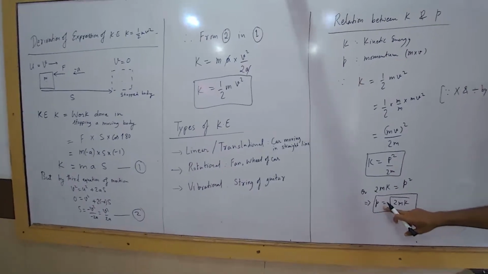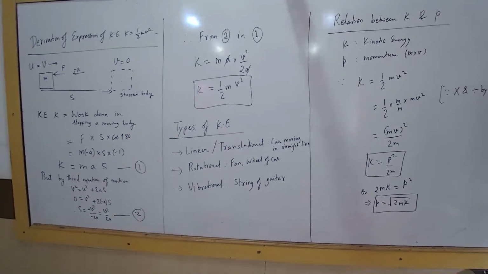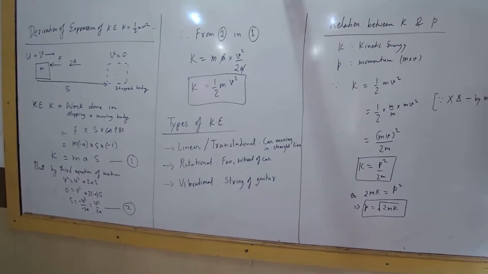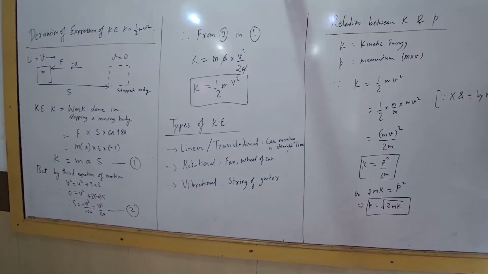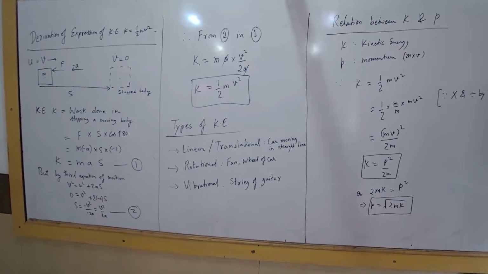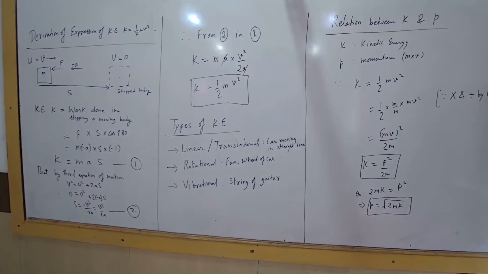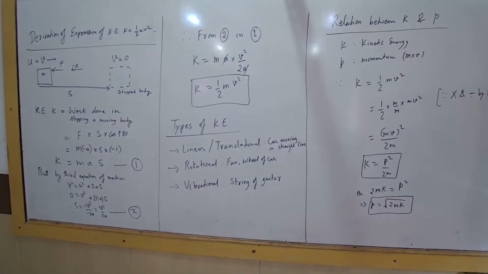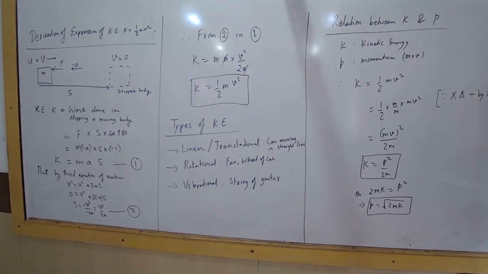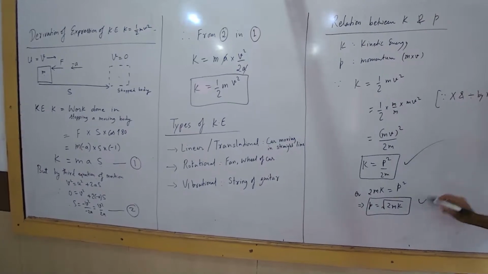One is in terms of p. If momentum is p and we substitute its value into that equation, we get p by 2 into v. How do you get that? If you take v out, it is half into p into v, so pv by 2. That is also possible, depending on the question, but this is the most standard expression.